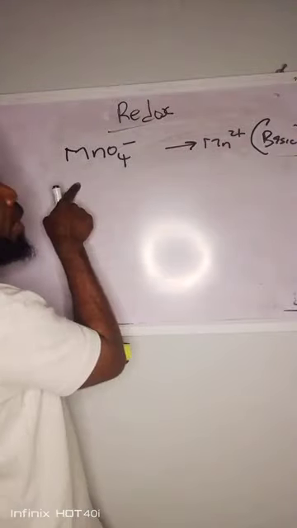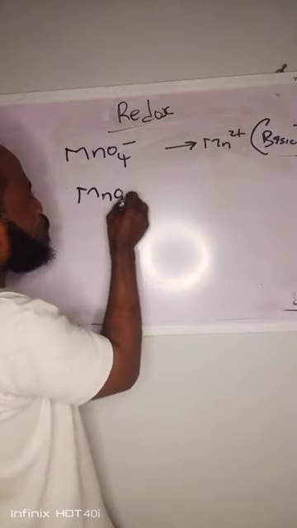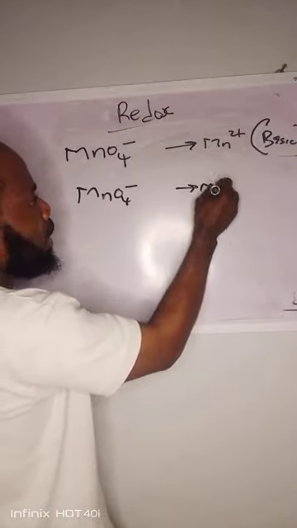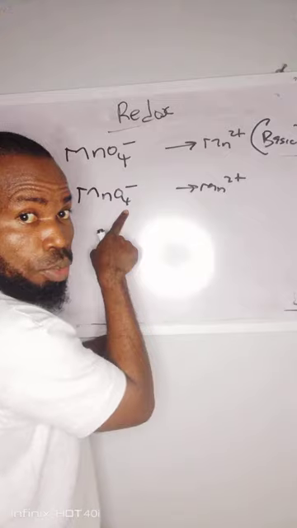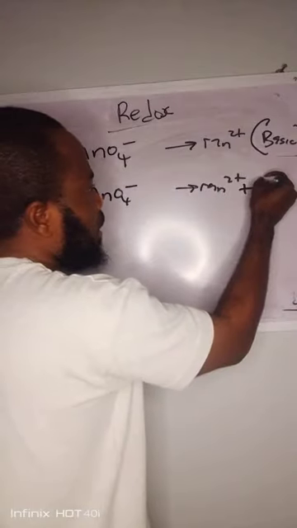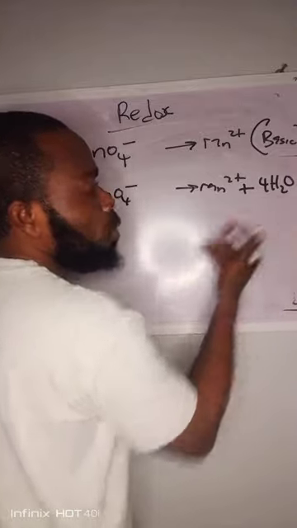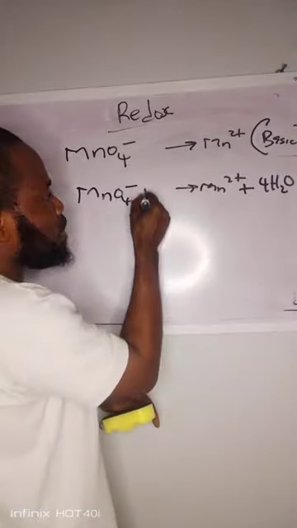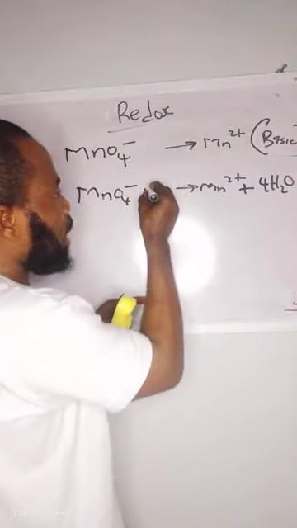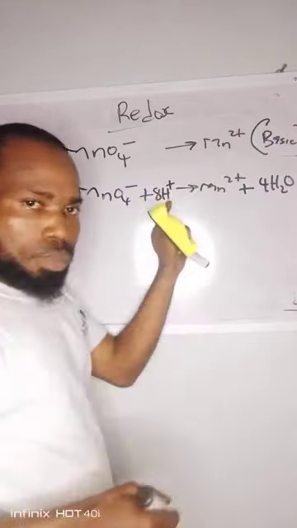Now, if we are having MnO4 minus to give me Mn2 plus, I need to balance the atoms of oxygen by adding 4 water molecules. Now, why am I adding 4 water molecules? Because I'm having 4 atoms of oxygen here. Then, of course, like we did in acidic condition just now, I'm going to be adding 8 hydrogen ions here.